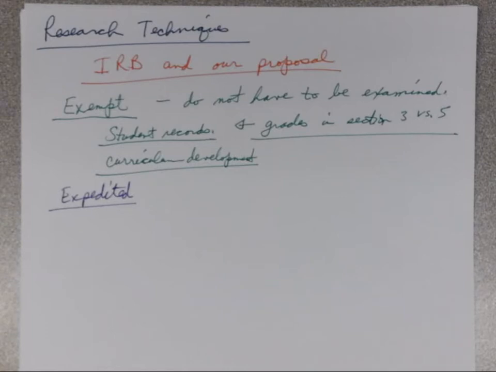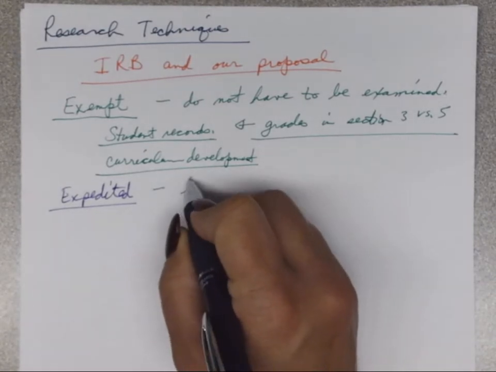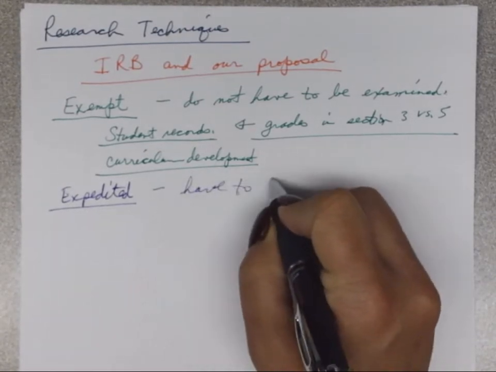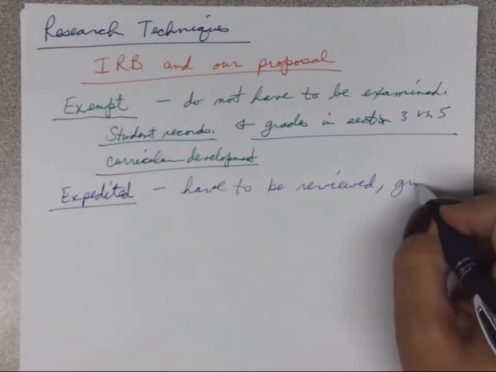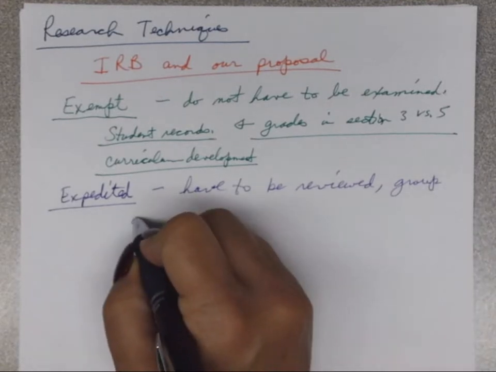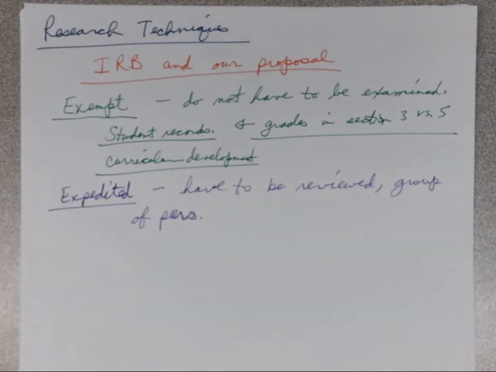Expedited. Expedited is you have to be reviewed, but it can be a committee, basically, just a small group of your peers. That's what normally happens with expedited. The idea here is, well, we don't think that you're exempt. We still want to make sure, we want to talk to you about our consent forms. We want to make sure that you're dotting your I's and crossing your T's, and of all the processes you're doing.